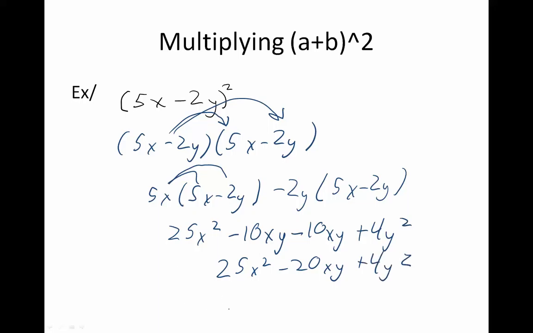Which again, if you notice, follows this pattern. a squared, 5x squared is a squared, plus 2ab, because it's negative 2 times positive 5, which makes negative 20xy, times 2. And then this one is plus b squared.